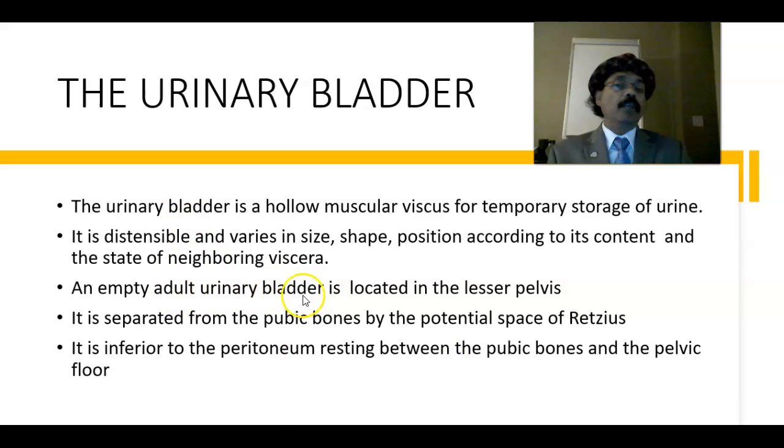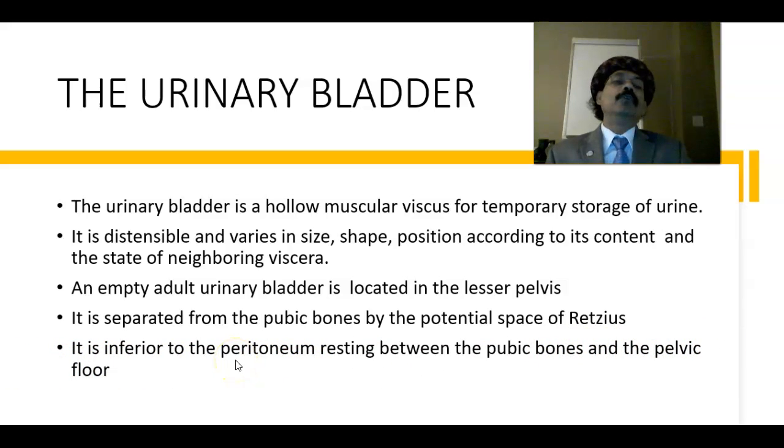An empty adult urinary bladder is located in the lesser pelvis. But if it is full, in case of retention of urine, it goes up. In children, it is an abdominal structure. It is separated from the pubic bone by the potential space of Retzius. It is inferior to the peritoneum, resting between the pubic bone and the pelvic floor.